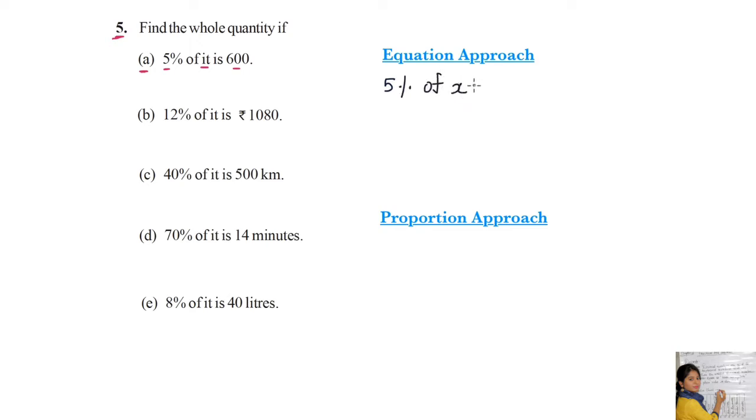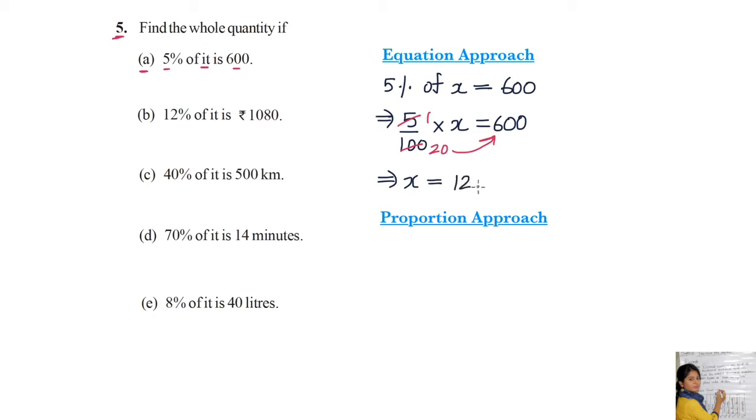So we can write 5% of x is equal to 600, right? In place of that unknown quantity, we have assumed it as x. So 5 upon 100 into x will be equal to 600. Correct? Basically, we need to find the value of x, and in this way we can find the whole quantity. So 5 and 100 can be reduced to 1 upon 20, and 20 will transpose to the right side so that we can get the value of x.